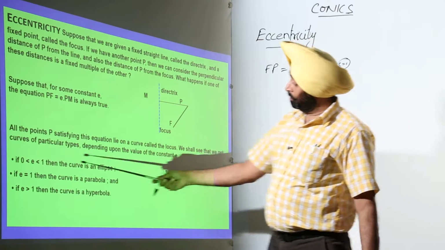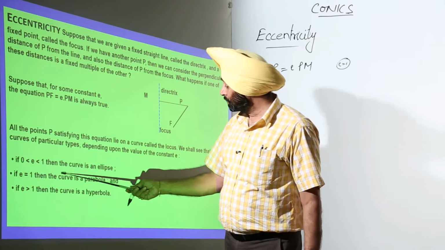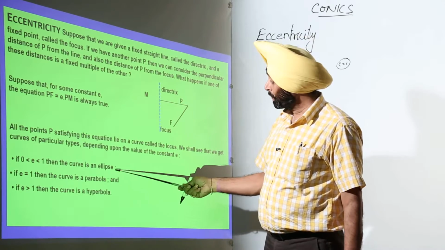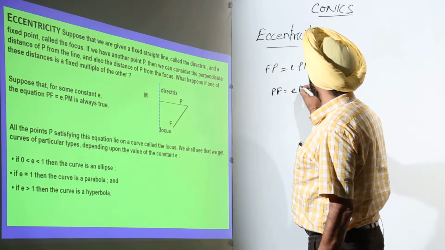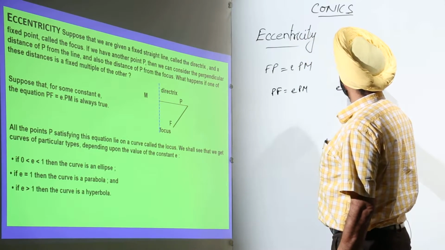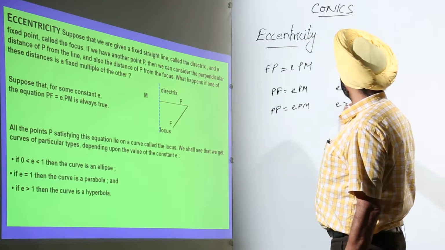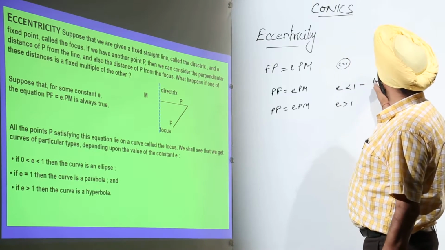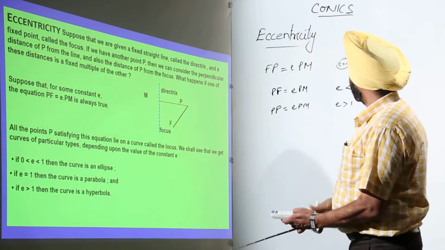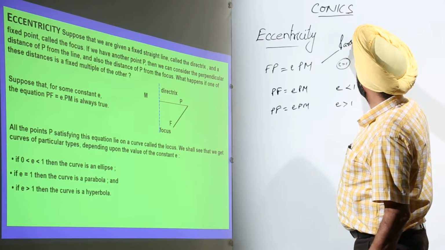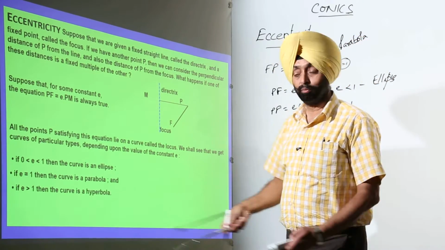Now 0 is less than e is less than 1, meaning e lies between 0 and 1, then the curve is an ellipse. We can write PF is equal to e PM when e is less than 1. When e is less than 1, they have told us it is an ellipse. When e is equal to 1, it is a parabola. This is a parabola. And when e is greater than 1, this is a hyperbola.